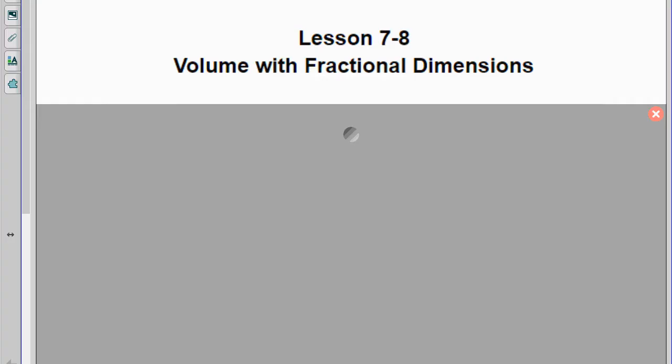Welcome to lesson 7-8. This is the last lesson in topic 7. Boy, that went fast. Today we're going to talk about volume with fractional dimensions. Before we get into 6th grade work, we're going to review a little bit of what you did in 5th grade, which was counting cubes.